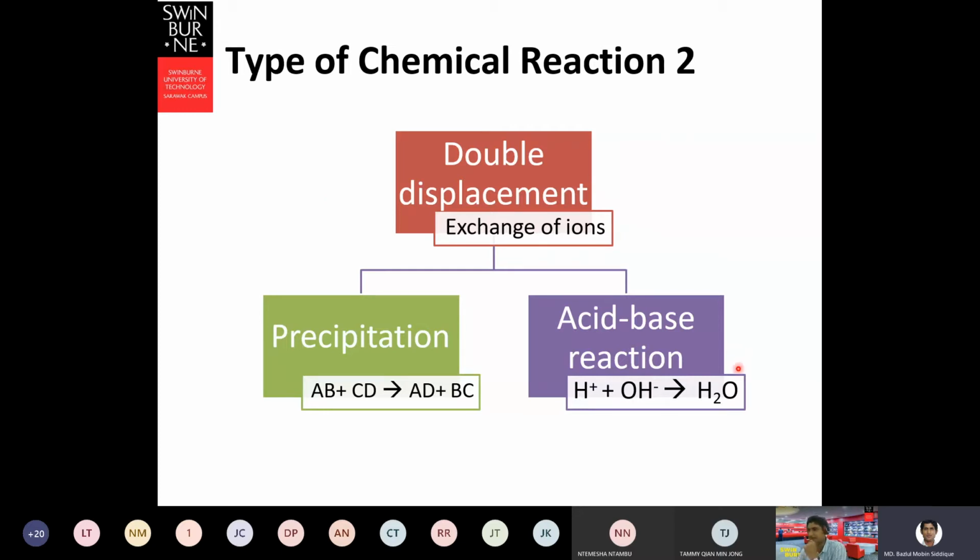Another one is, of course, the acid and base reaction. Acid and base always produces salt and water, so that is a double displacement reaction.